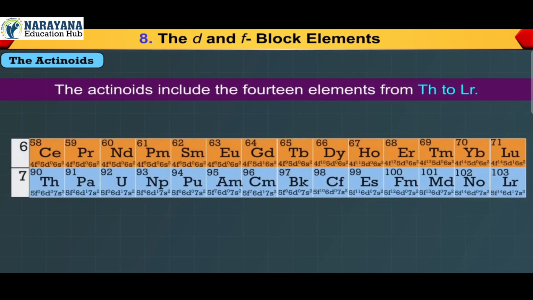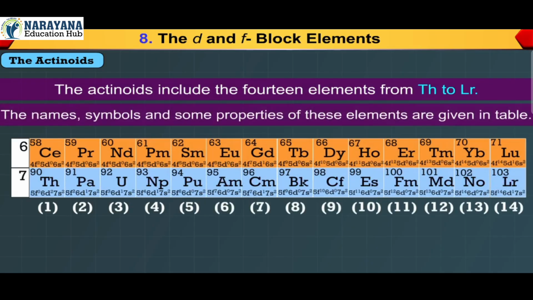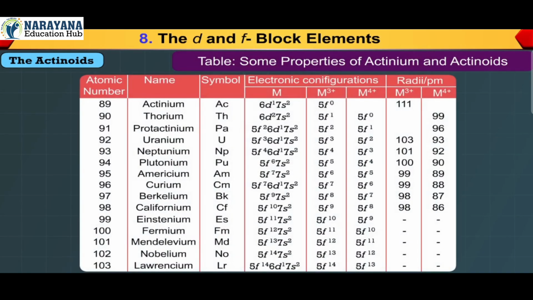The actinoids. The actinoids include the 14 elements from Th to Lr. The names, symbols, and some properties of these elements are given in the table. Table: some properties of actinium and actinoids. Atomic number, name, symbol, electronic configurations of M, M3+, M4+, and radii in picometers for M3+ and M4+.